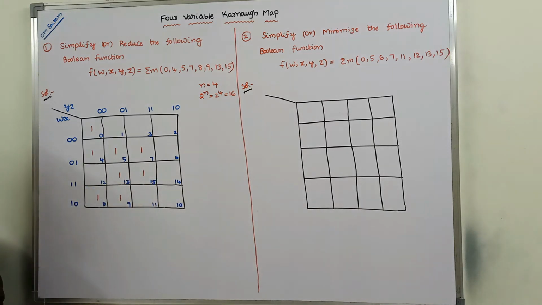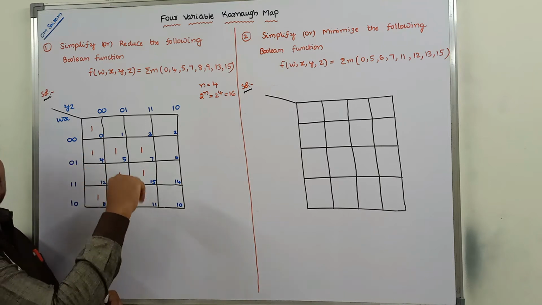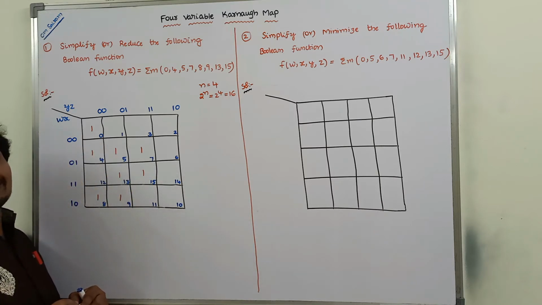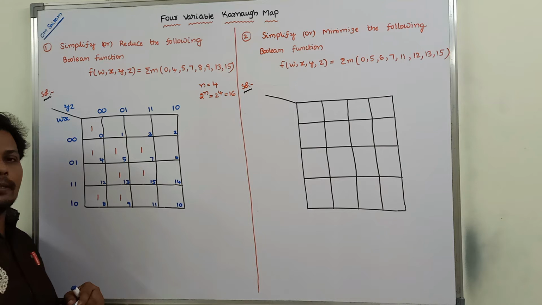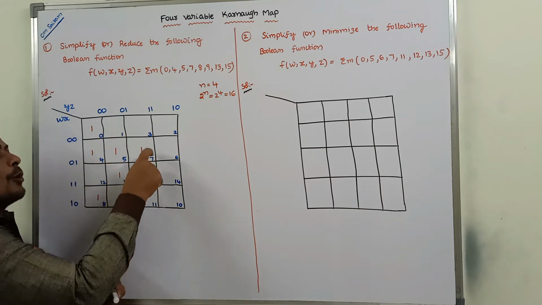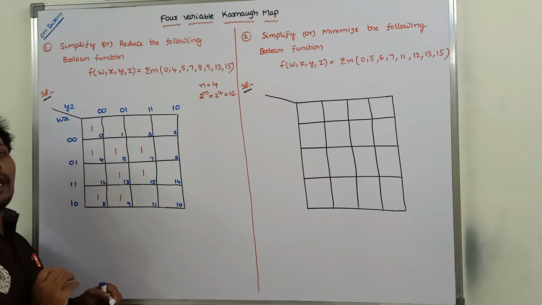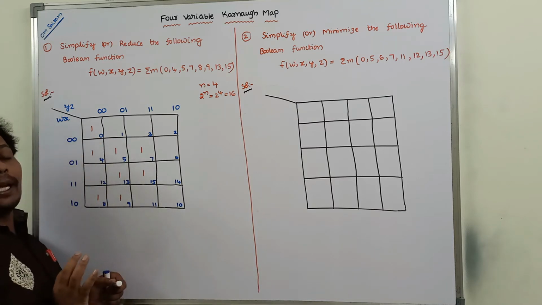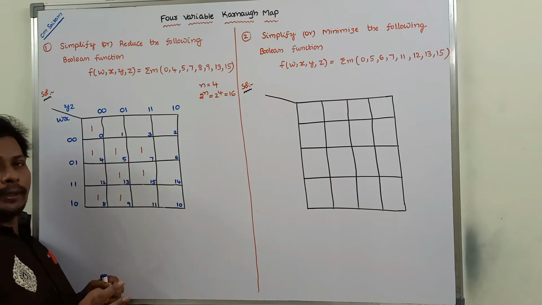So how many ones are there? 8 ones are there. The 8 ones are not adjacent, so there is no possibility of getting an octet. Octet means 8 adjacent ones. Here 4 ones are together, here 2 ones are there, and here 2 ones are there. Since the 8 ones are not adjacent, there is no possibility of getting an octet.